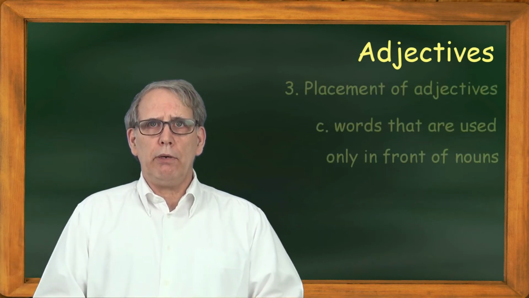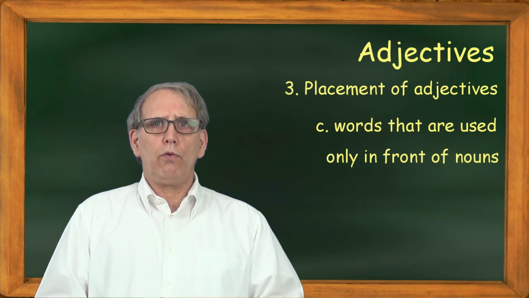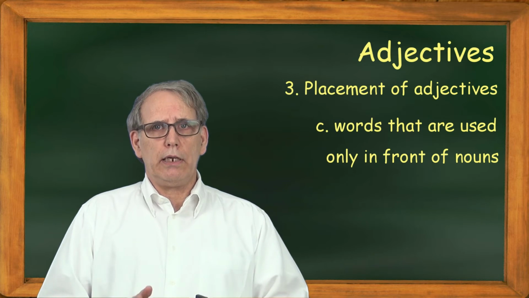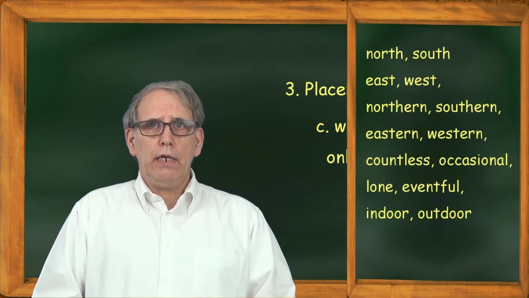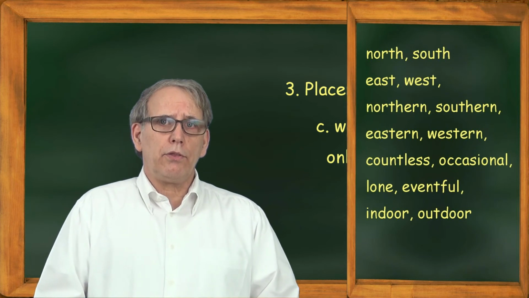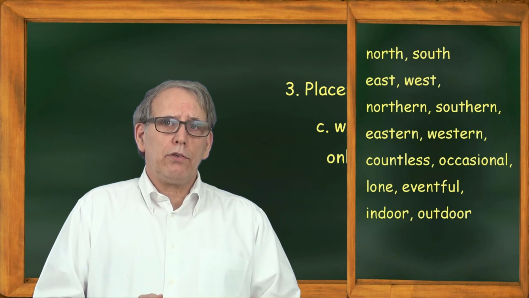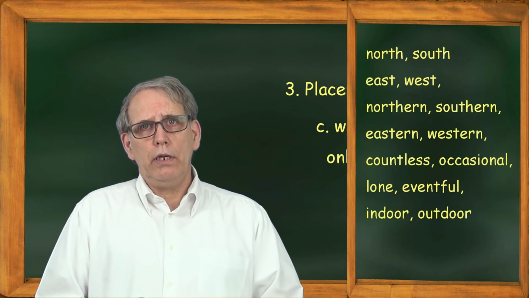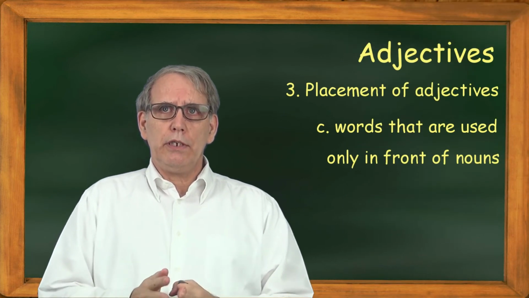The last point I want to make before moving on is about a few adjectives that are used only in front of a noun. These adjectives can never be used with linking verbs. The list includes the directional words north, south, east, and west, along with northern, southern, eastern, and western. It also includes the words countless, occasional, lone, eventful, indoor, and outdoor. You have to be careful when using these words.